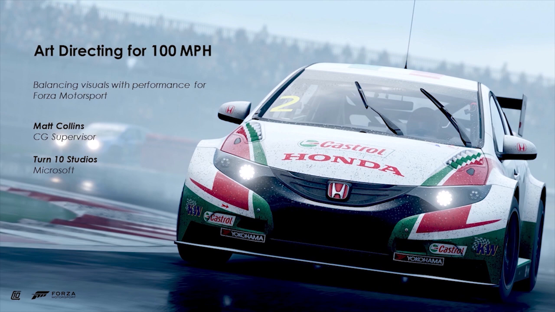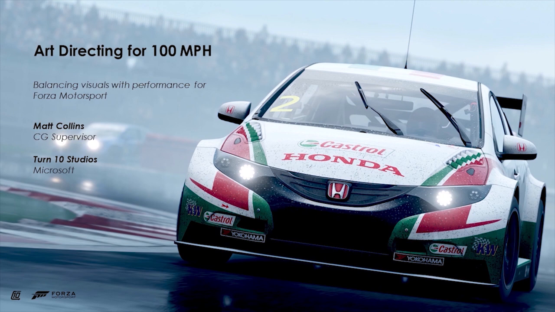This talk today is Art Directing for 100 Miles Per Hour, and this is really talking about the unique challenges that we have art directing for a title that moves so quickly. We don't have a lot of performance bandwidth because we have to move at 100, sometimes even 200 miles an hour. So we have to be really focused on the core art values and techniques for how we manage our frame.